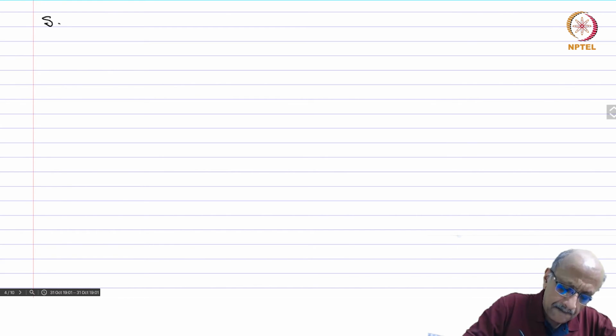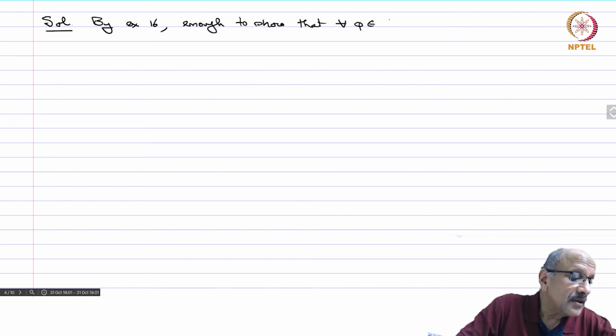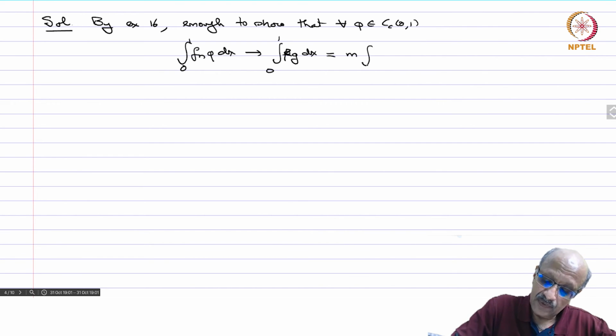So, solution. By exercise 16, it is enough to show that for all phi in C_c(0,1), the integral from 0 to 1 of f_n phi dx converges to the integral of g phi dx, that is from 0 to 1, and g is equal to m, so that is m times the integral from 0 to 1 of phi dx.